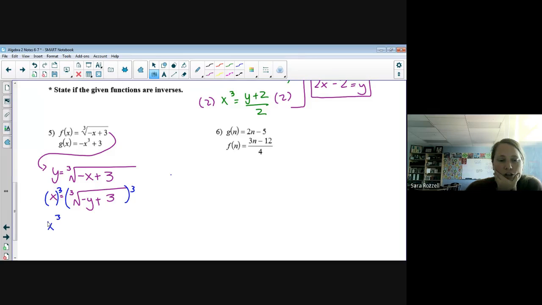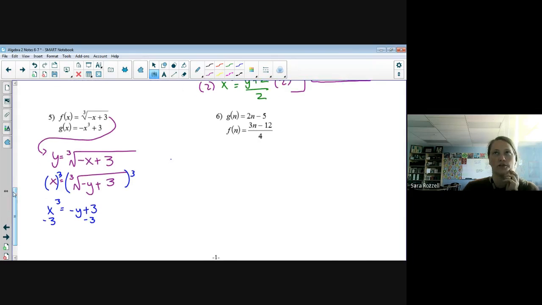So we have x cubed is equal to negative y plus 3, because the cubed root and the third power are going to cancel each other out. Is the y by itself yet? Nope. What do we need to move? The 3. So we're going to subtract 3 on both sides. Is it looking close to the bottom equation? We're getting close to it, kind of. Got x cubed minus 3 is negative y.